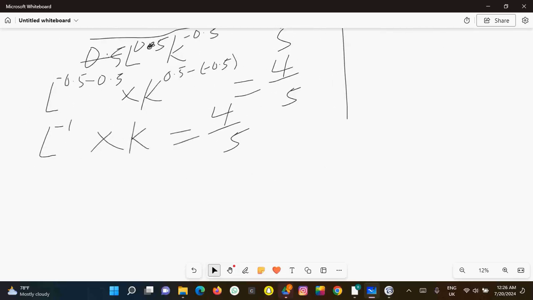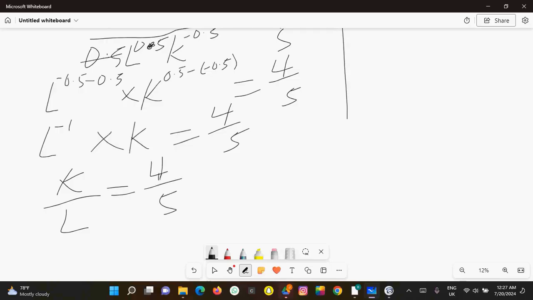Because L is raised to the power negative 1, L will come down as a denominator and then K will be at top. So K over L. If K were raised to the power negative 1, then K would be down and L would come to the top. Get it? So it is 4 over 5. Now we cross multiply: this multiplies this, and this multiplies this, and it gives us 5K equal to 4L.